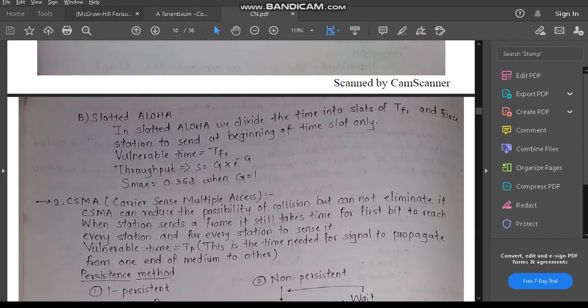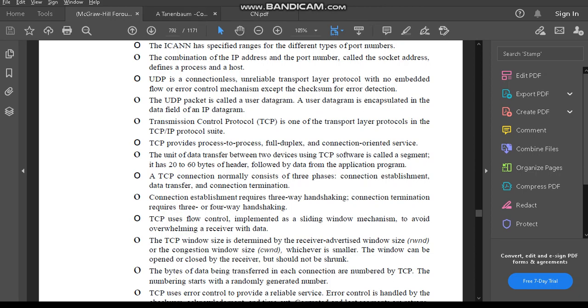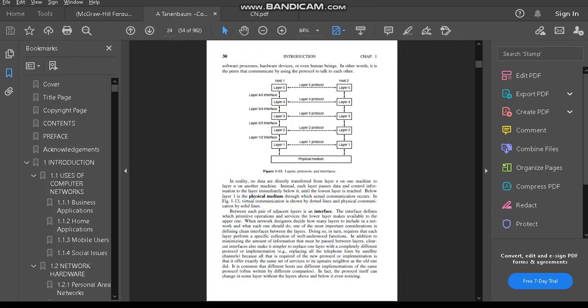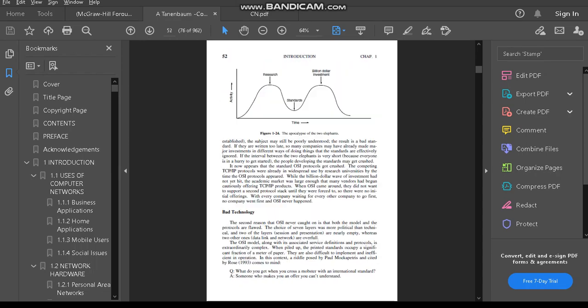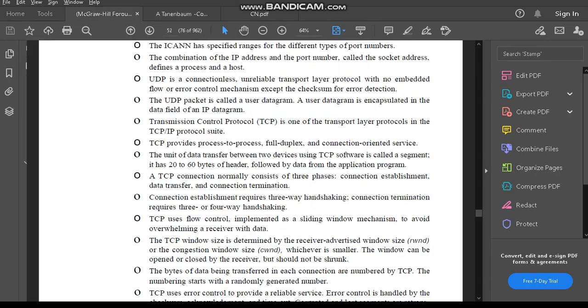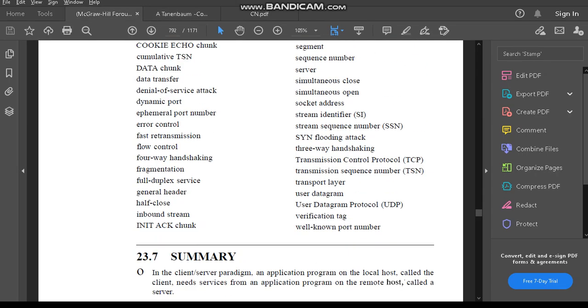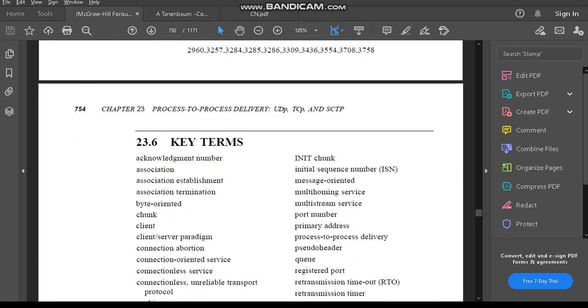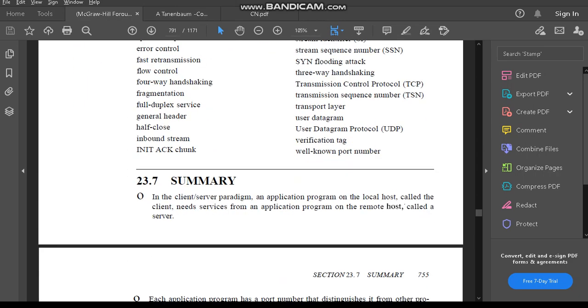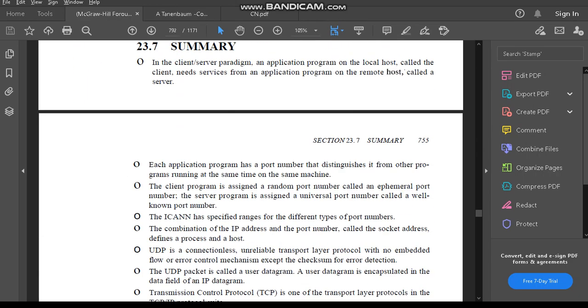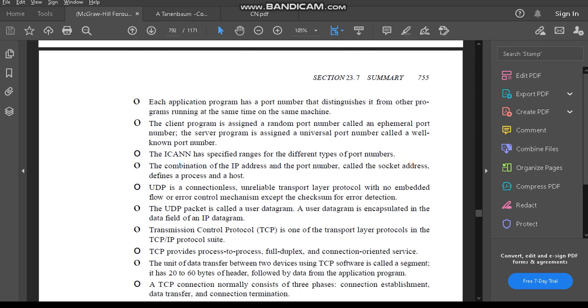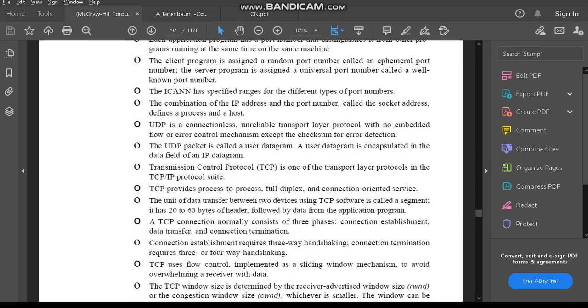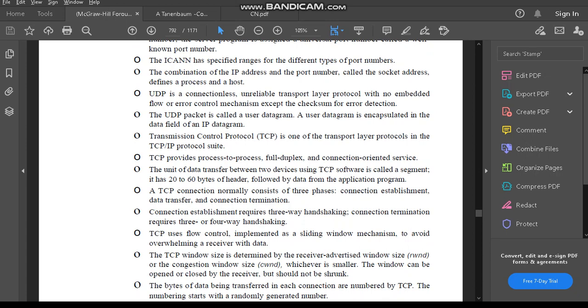So here you have Forouzan and this is the Tanenbaum. I have kept their PDFs in the description. Now, the good thing about Forouzan is that at the end of every chapter, you will see the summary. See, this is the chapter on TCP, UDP, and SCTP. Here you will have the summary. This summary covers most of the important things that you might forget during the exam.